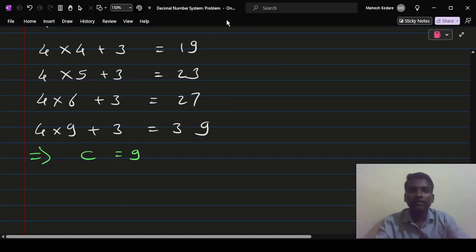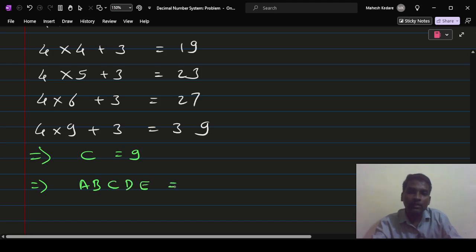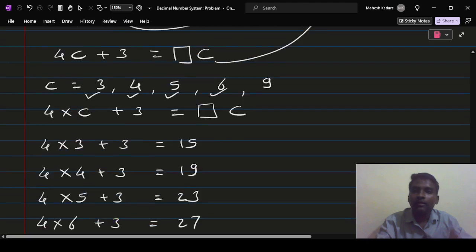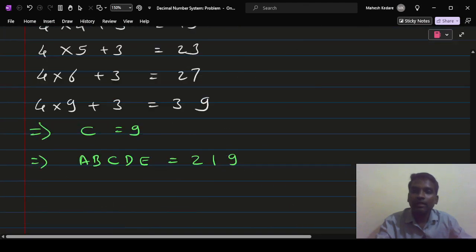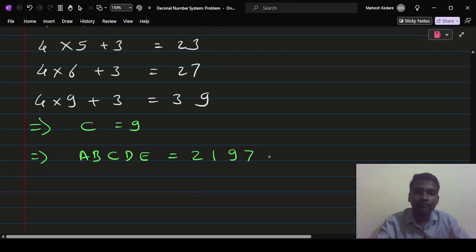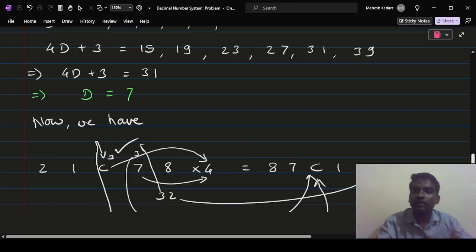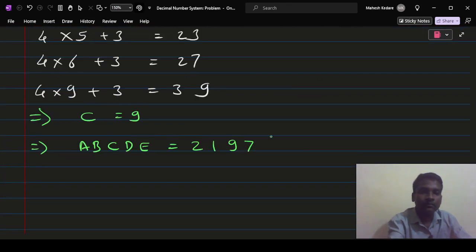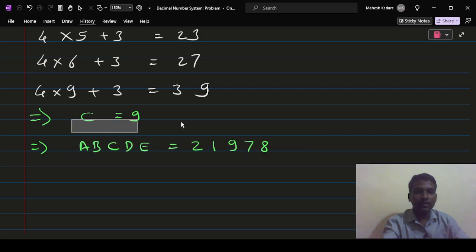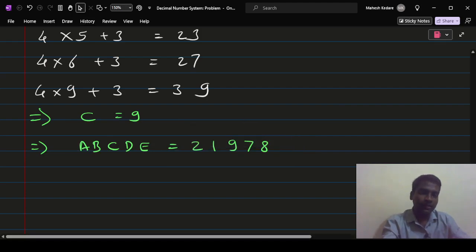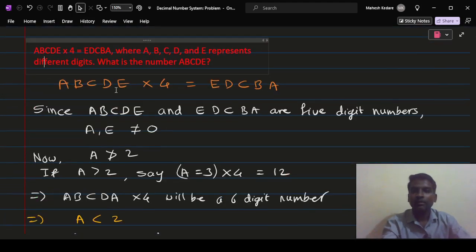So finally we can say that the number A, B, C, D, E is equal to 2, 1, 9, and what is the value of D? 7. And the value of E, 8. So this is the number which when multiplied by 4 produces a 5-digit number with the same digits in the reverse order, like this.